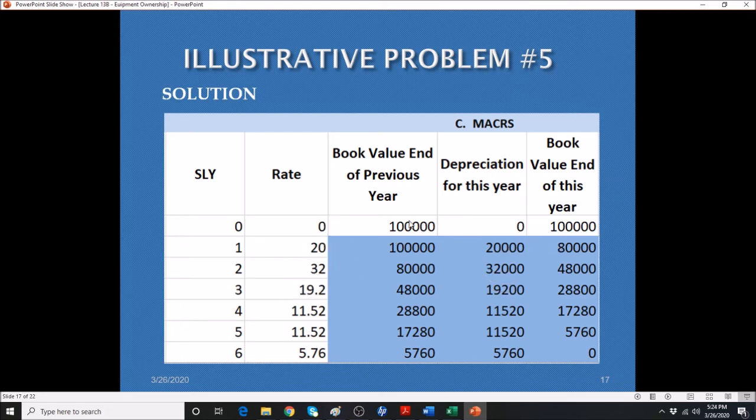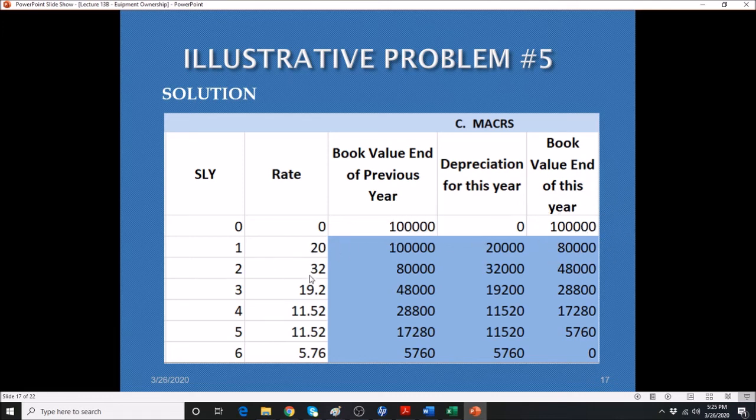32% or 0.32 times 100,000. That gives you this one here. Okay. 19.2% or 0.192 times 100,000. That gives you 19,200. And to calculate the value at the end of this year, it is just this 100,000 minus 20,000 equal to this. If you don't mess up the shaded portion here, it should automatically calculate the rest of this one here. So you're only asked to plug in those values here.